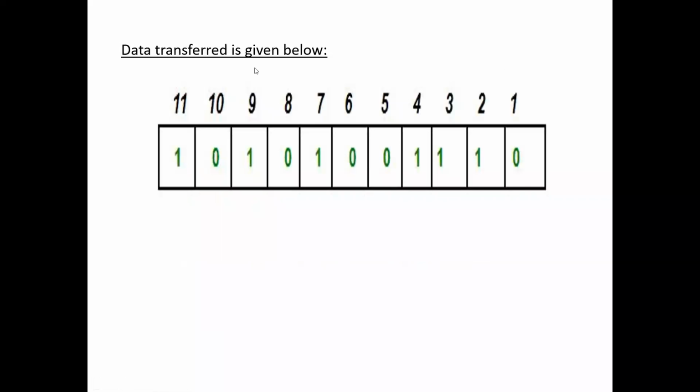So replace those R1, R2, R4, R8 bits in the data. So here R1 is 0, R2 is 1, R4 is 1, R8 is 0. Okay, so this is the data transferred to the receiver.